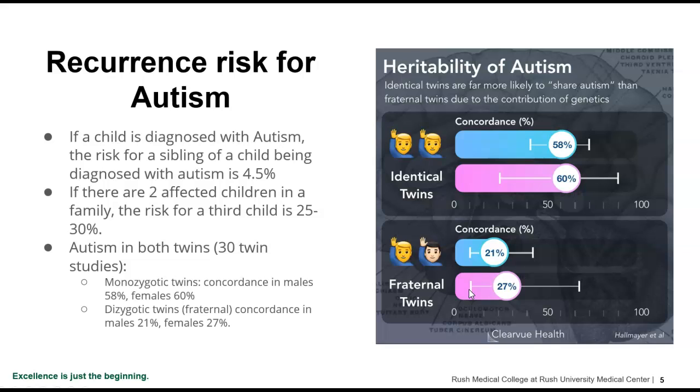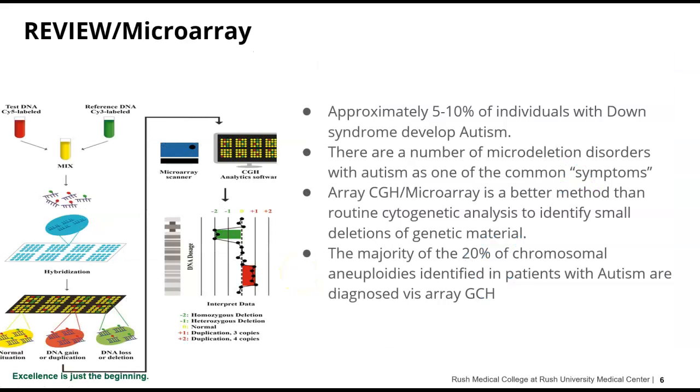Autism is more common in males than females, so when females develop autism, there's more genetic factors to it. Whereas when you look at identical twins, 60% in females and 58% in males are concordant. So that means even looking at identical twins, even if we did not know the gene, there's a lot of other things that we don't understand yet that can increase the risk of autism. It's not 100%.